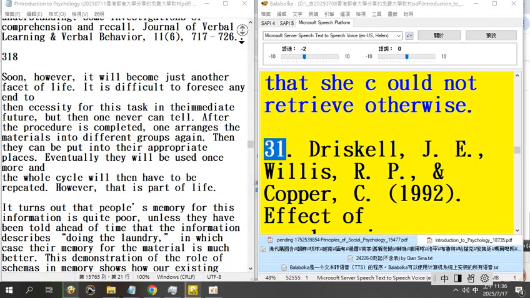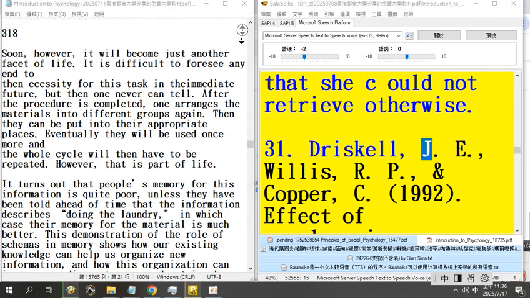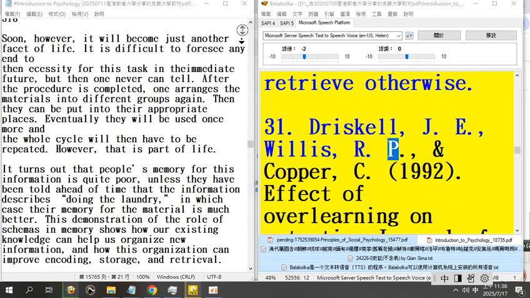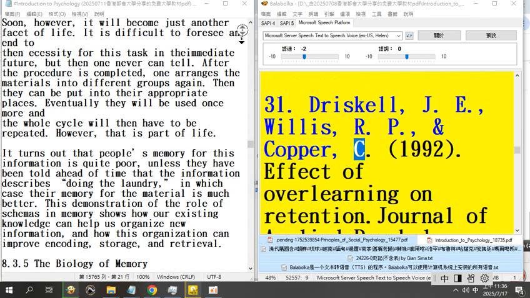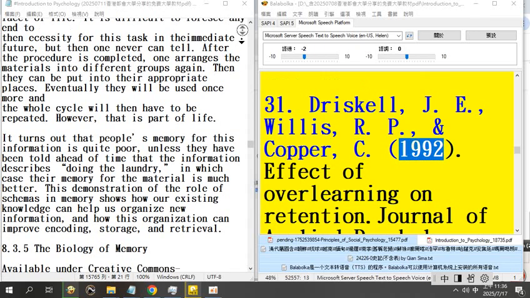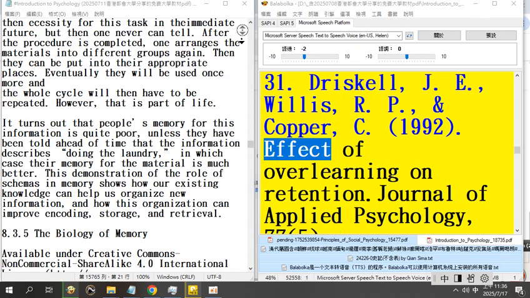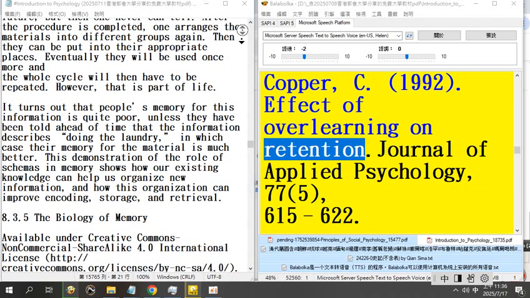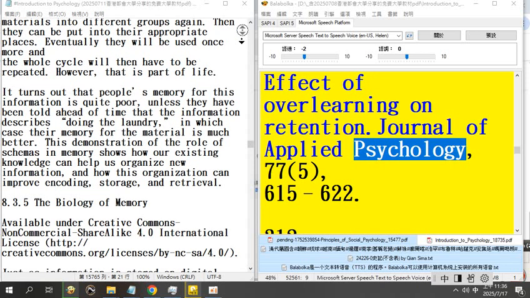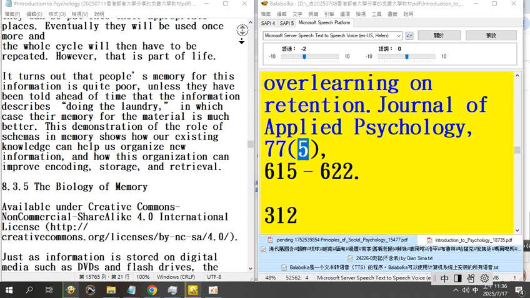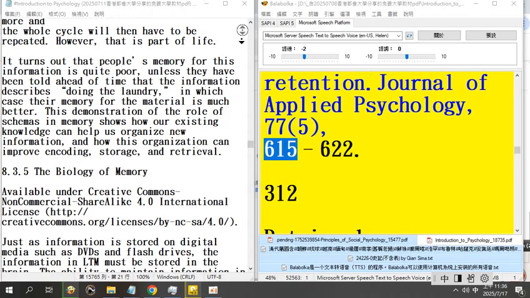31. Driscoll, J.E., Willis, R.P., and Copper, C. 1992. Effect of Overlearning on Retention. Journal of Applied Psychology, 77, 5, 615-622.